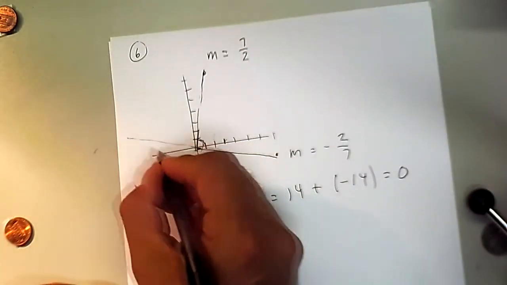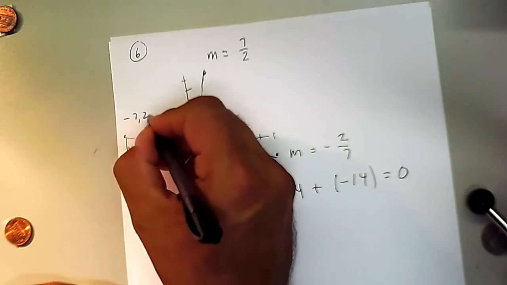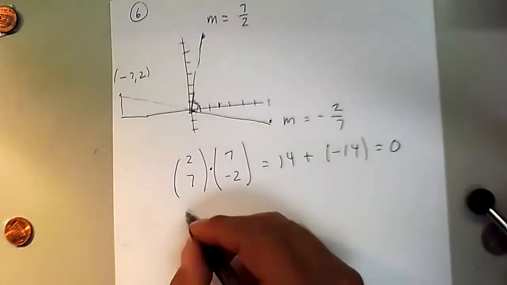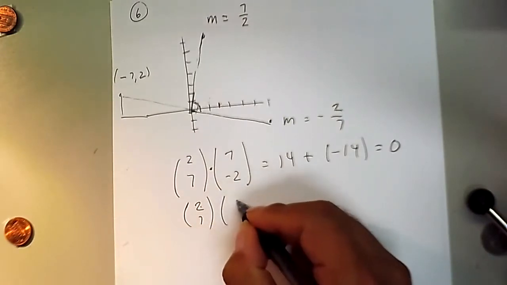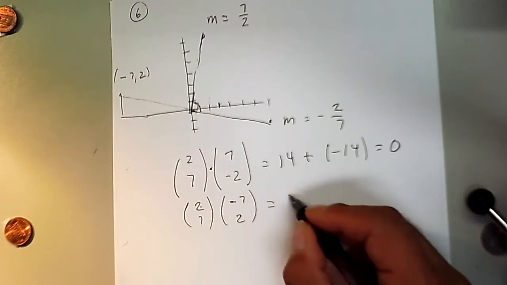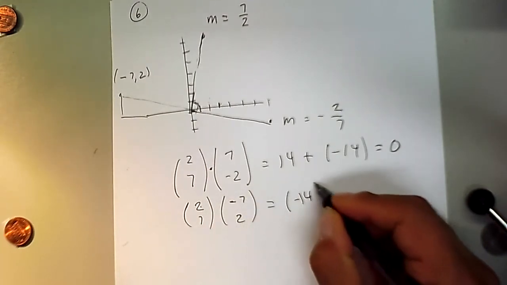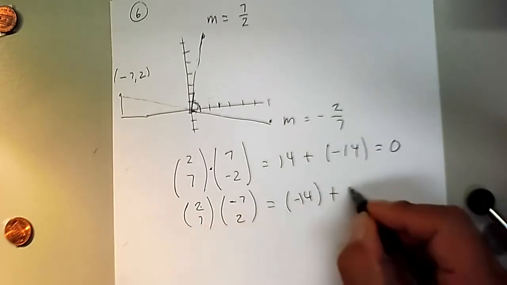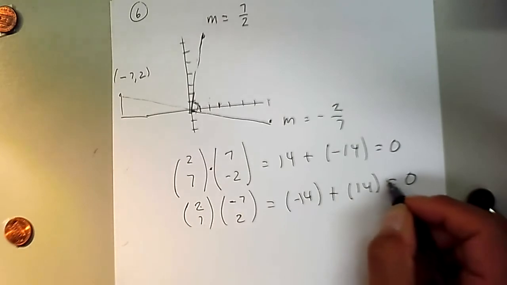So if you go this way, this vector over here is going to be negative 7, 2. And if you take 2, 7 and multiply with negative 7, 2, we're going to end up with 2 times negative 7, negative 14, plus 7 times 2, positive 14, and they add up to 0. But those are not the only ones.